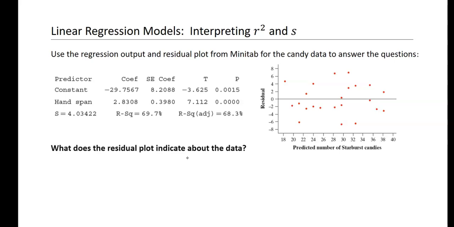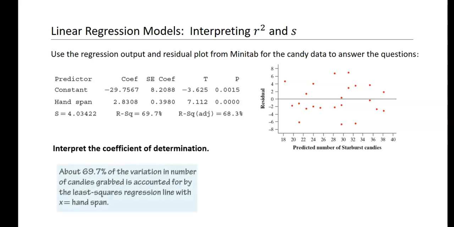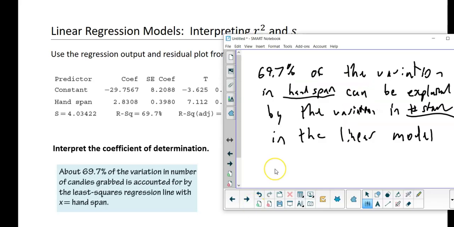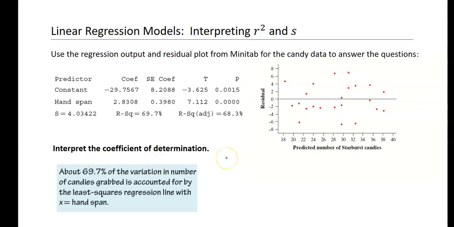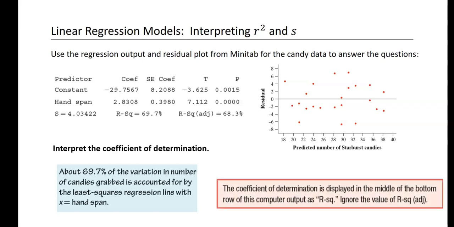So let's see what they wrote, because it's probably better than what I did. About 69% of the variation in Y, or number of candies grabbed, is accounted for by the least squares regression line with X equals a handspan. I think saying "linear regression line" there is better. You can say slightly different versions of this, but it's got to sound something to that effect. Again, it's kind of like a script to memorize. I like the way they said it too.